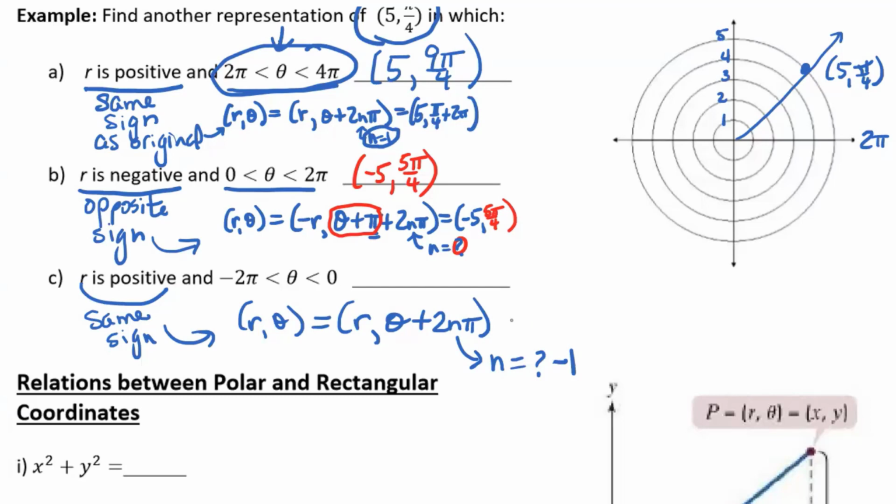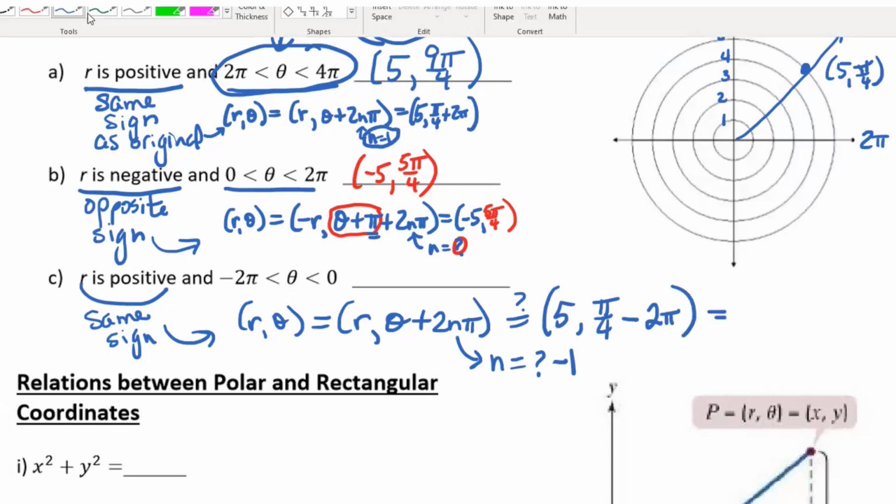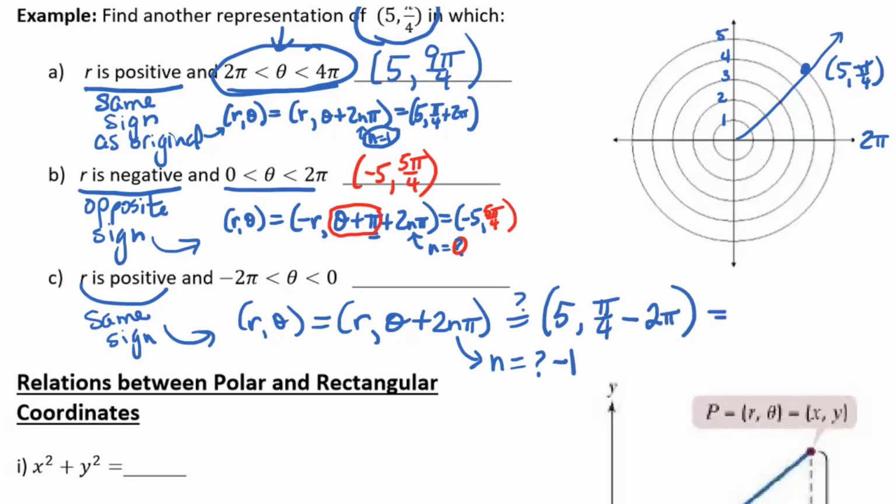Let's check it out. If we use -1, we would get 5, and then we'd have theta, which is pi over 4, and we would be subtracting 2 pi if we use n equals -1, right? So we would be going 2 pi in the negative direction to get back around to here. What angle would that be? That would be the angle that terminates here, starting at 0. (5, -7 pi over 4). So that would fit the characteristic of being between 0 and -2 pi. We only had to go backwards one circle, not even one whole circle.